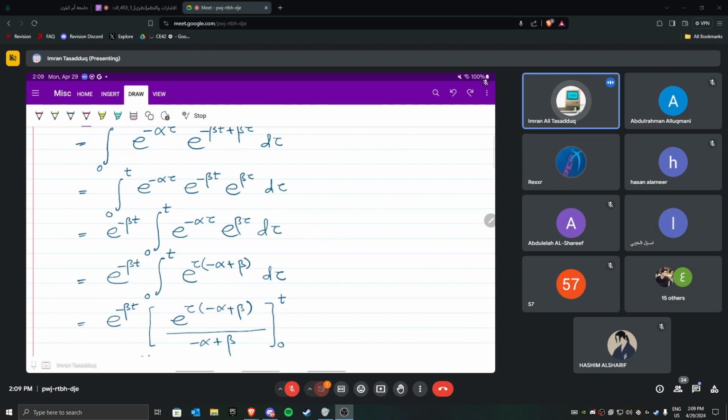Oh, okay. This is what we did. Let me show it to you. e to the power minus alpha tau into e to the power beta tau. This is equal to e to the power. Now, when you multiply these two, the bases are the same. What happens to the power? We add the powers.